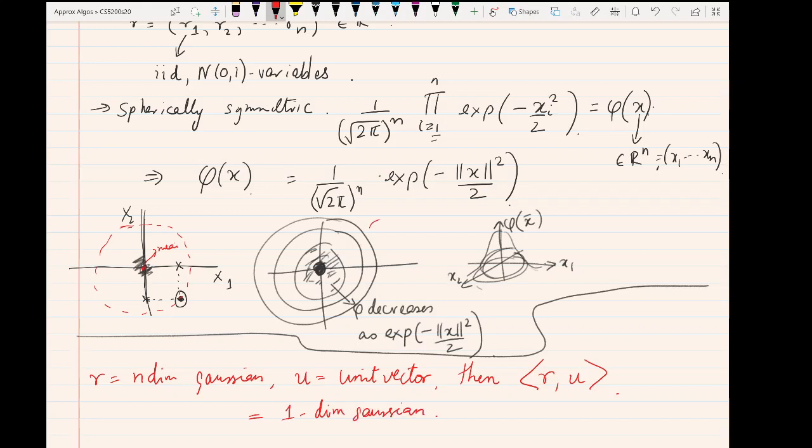So for instance, in the two-dimensional Gaussian case, if you take a line U and you look at the distribution along this vector U, this is going to be a one-dimensional Gaussian. This is a really important property that we'll use. The same holds for any subspace. If you take a two-dimensional subspace and project down an n-dimensional Gaussian into that subspace, that will also be a two-dimensional Gaussian.